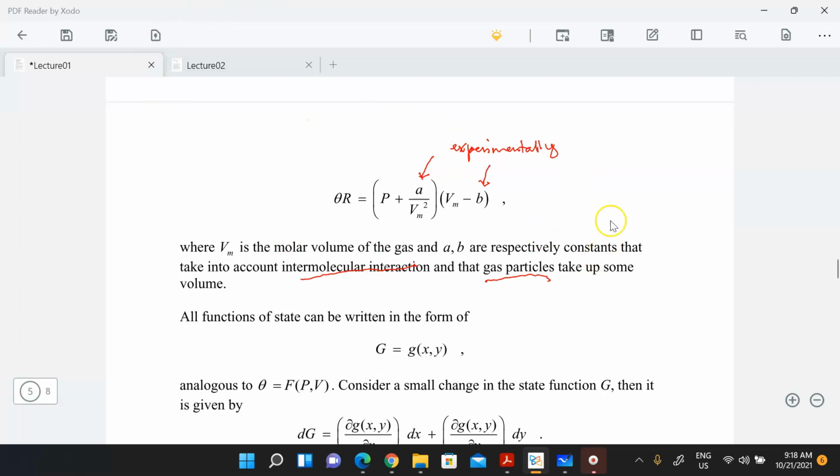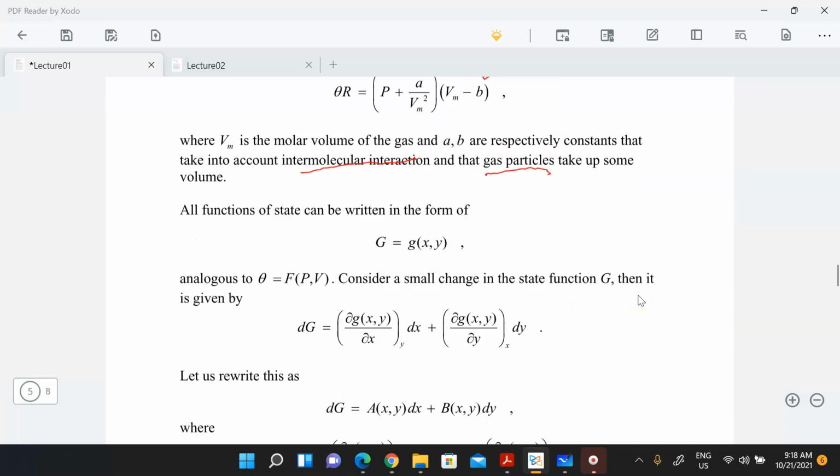Of course, even this you can modify to include other things, but this is just to show you that it can be much more complicated. If you try to write your function over here, you can see that it's going to be much more complicated. Here your V, for example, appears in both this bracket and this bracket. So it's no longer like theta equals PV, this kind of thing.